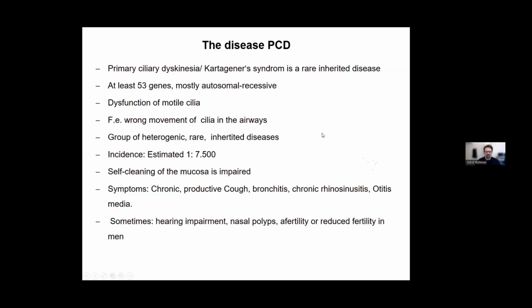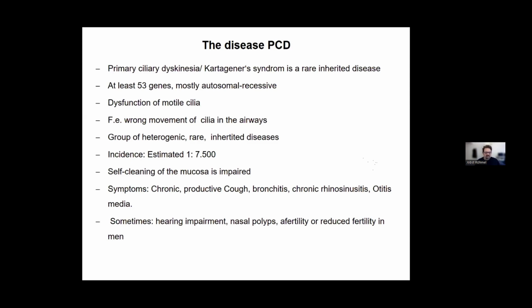So to wrap it up, the disease PCD is a rare inherited disease. We know at least 53 genes that are involved. Most of them are autosomal recessive. That means that two healthy carrier parents can have children where one quarter have the disease and three quarters don't. It's a dysfunction of the motor cilia, and for example, it can be a wrong movement of the cilia in the airways or no movement, as I just said. So we're not talking about one disease, we're talking about a group of heterogeneous, rare inherited diseases.